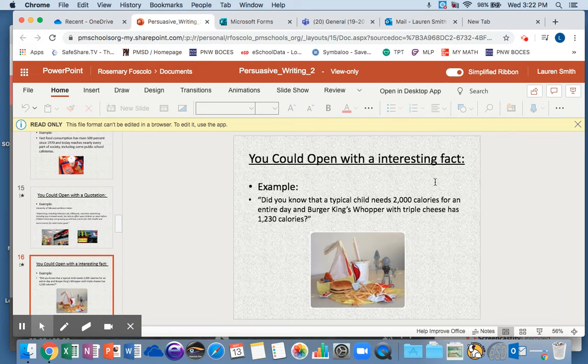You could open with an interesting fact. Did you know that a typical child needs 2,000 calories for an entire day, and Burger King's Whopper with triple cheese has 1,230 calories? Here you're giving a statistic or a fact, and you're showing, wow, they're eating this amount of calories in just one burger.